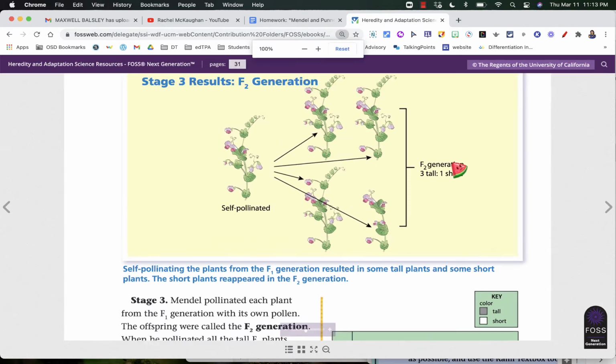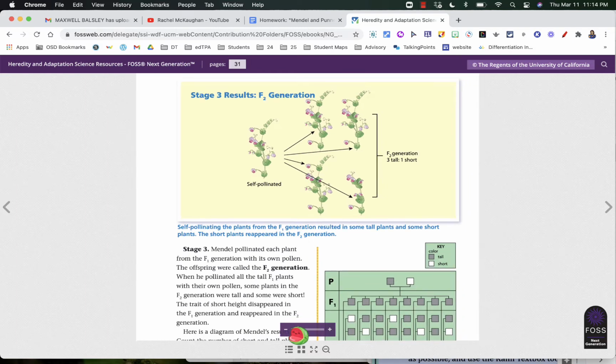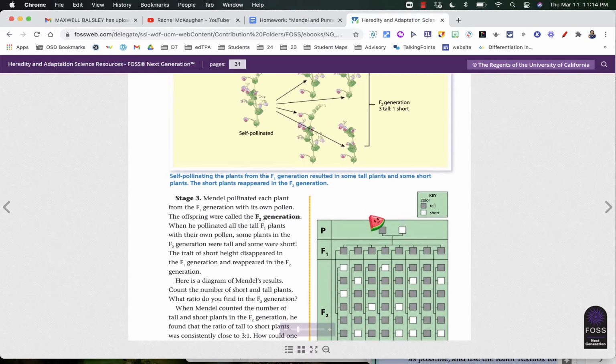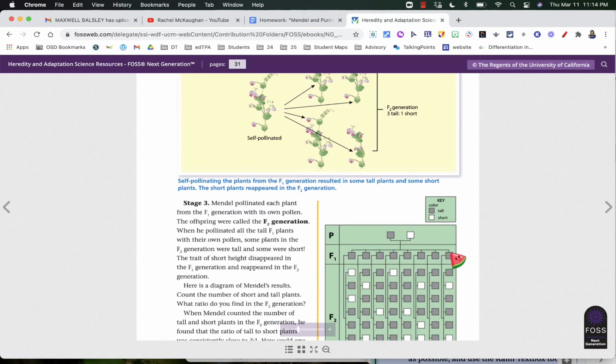Oh, you know what? Just back it up a little bit here. What's happening? These cute cursors are cool, but then I don't know where to grab stuff. Stage 3 results. F2 generation. Okay, we talked about those ones. They're all tall. Oh, wait, this is different. Self-pollinating the plants from the F1 generation resulted in some tall plants and some short plants. The short plants reappeared in the F2 generation. Okay, so the P, they were one of each. The F1, they were all tall. Oh yeah, here's the key. Gray means tall and white means short.